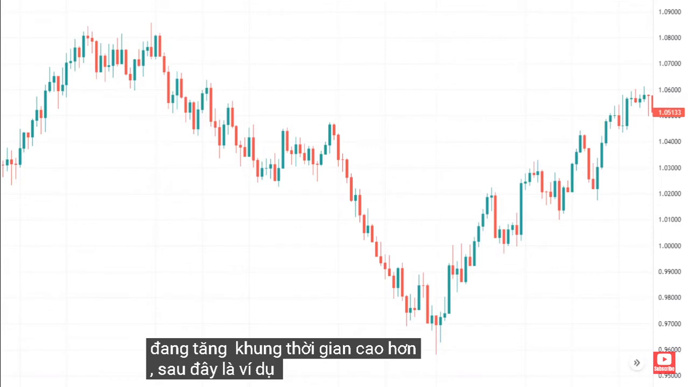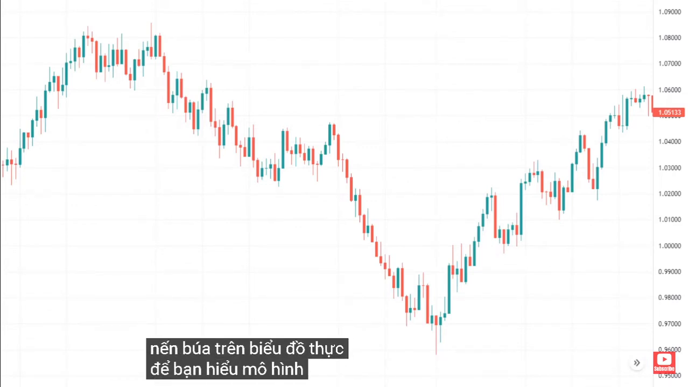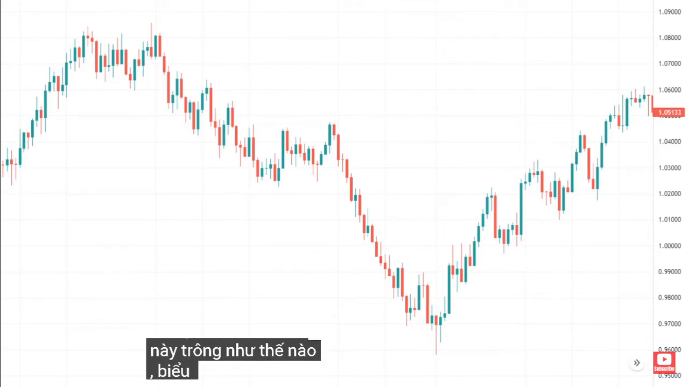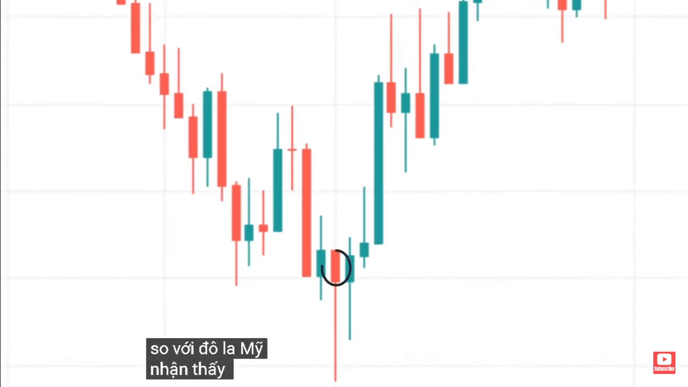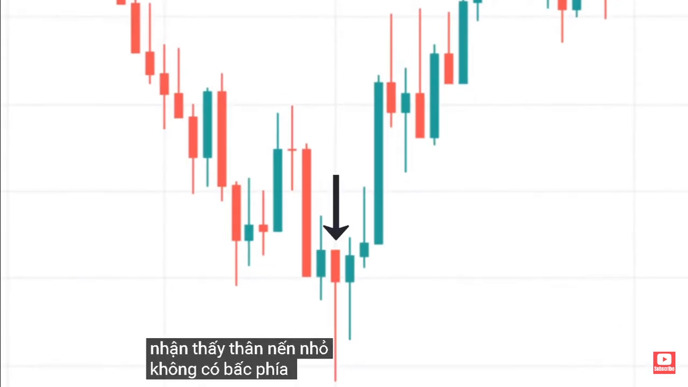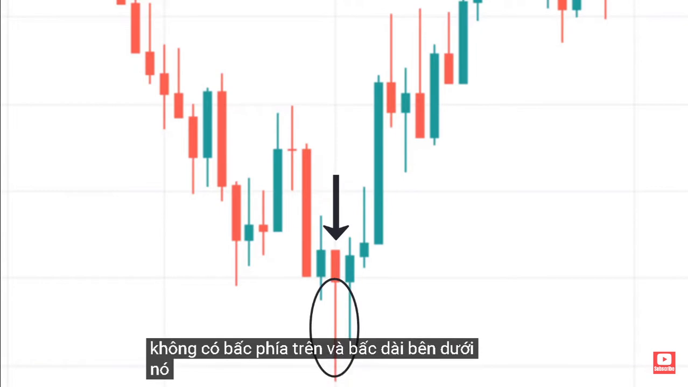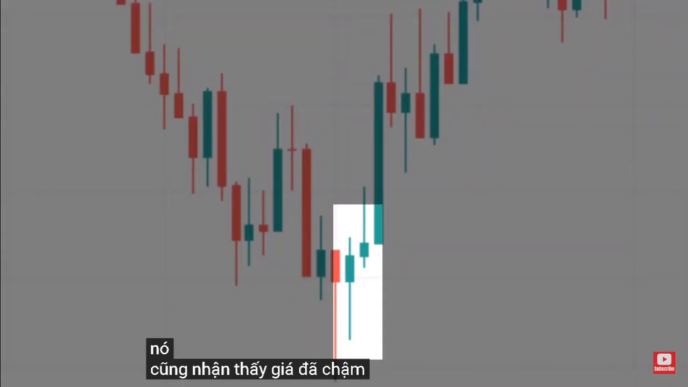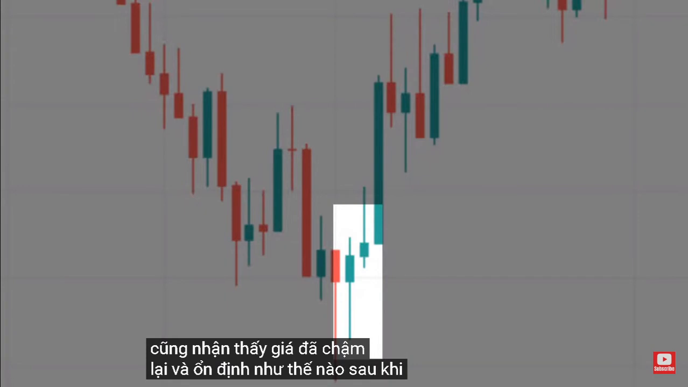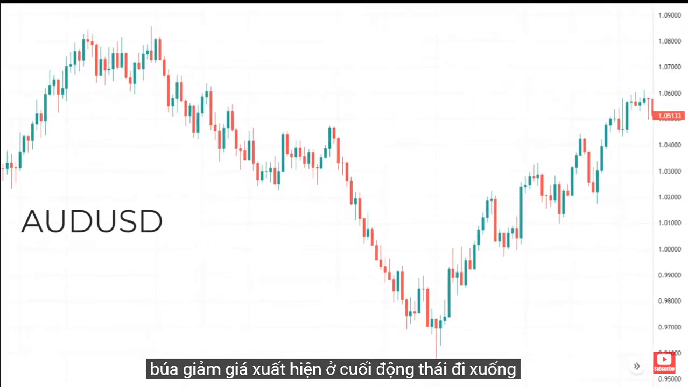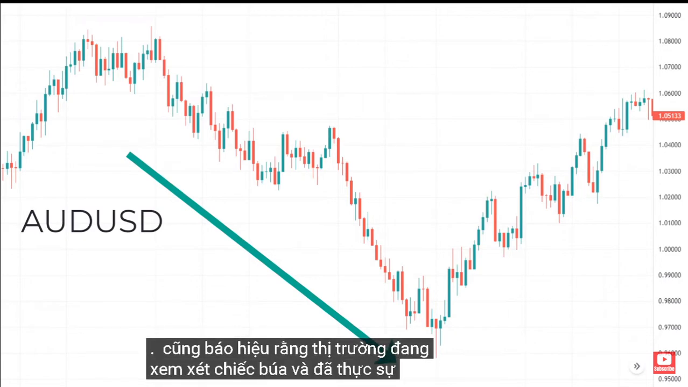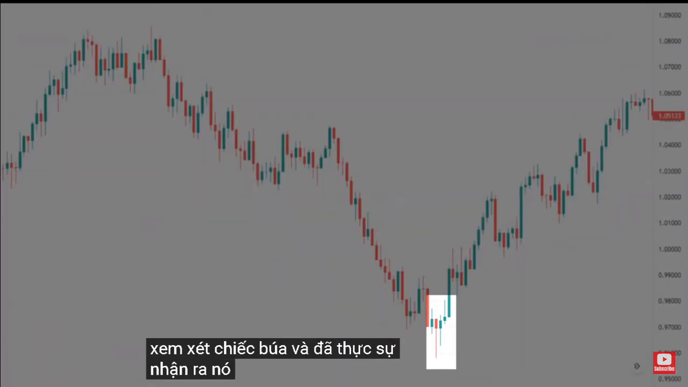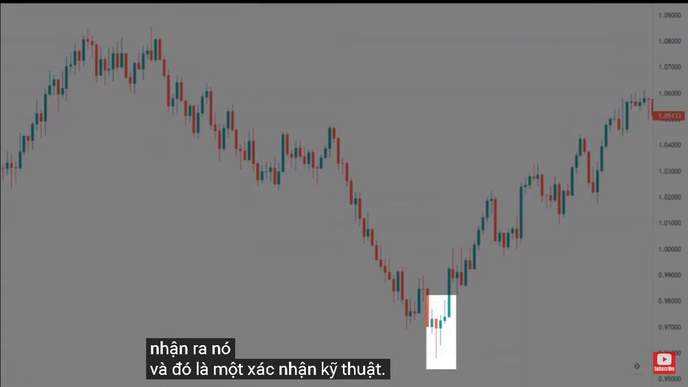The following is an example for the hammer candlestick on a real chart, so that you understand how this pattern should look like. This chart is for the Australian dollar against the US dollar. Notice the small body of the candle with no wick above it and a long wick below it. Also notice how the price has slowed down and stabilized after the bearish hammer showed up at the end of the down move, which also signals that the market is looking at the hammer and has actually recognized it. And that is a technical confirmation.